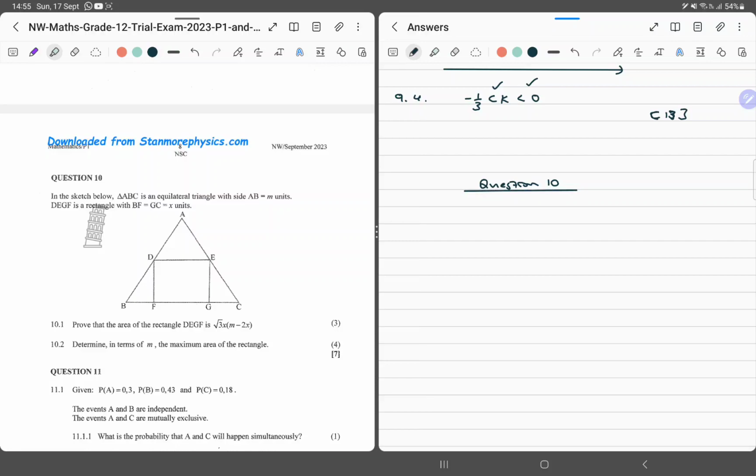Question 10 is the optimization type of question, which is easy, so please guys get your marks, but this one can horrify anyone. Now, in the sketch below, ABC is an equilateral triangle, meaning this side is equal to this side and equal to that side. Okay, an equilateral triangle has all the sides equal. Two, the angles are all 60 degrees.